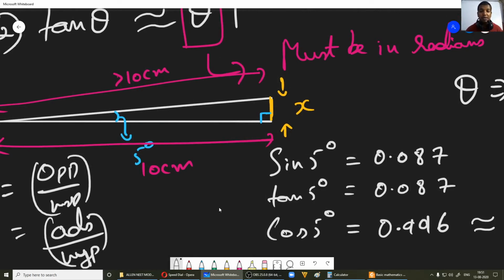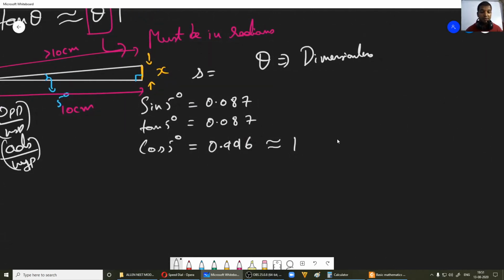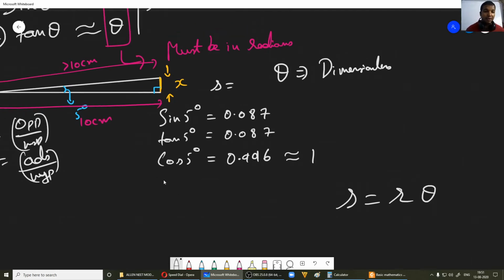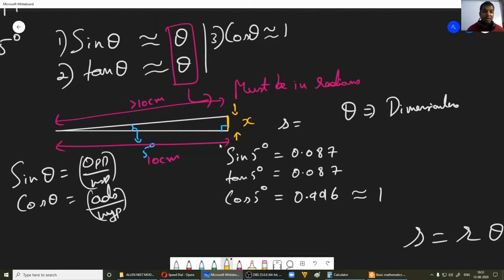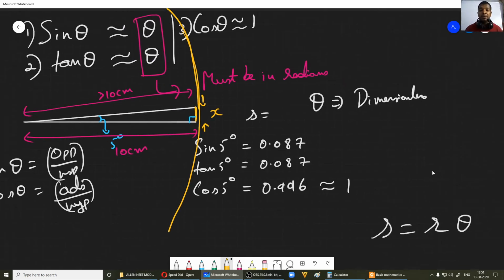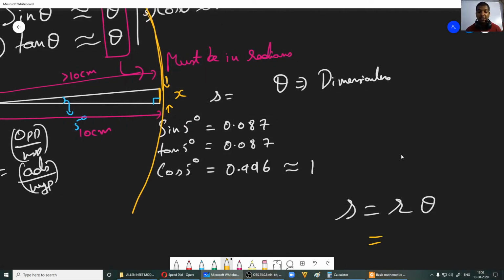Now use this relation, what is that? Arc length is equal to radius times theta. Now this 10 centimeter looks like the radius, and this x, this yellow line, looks like a part of a circle. You have to imagine it as a part of a circle. So the radius is 10 centimeter. Now it has to be in SI units, so take it as 0.1 meter.